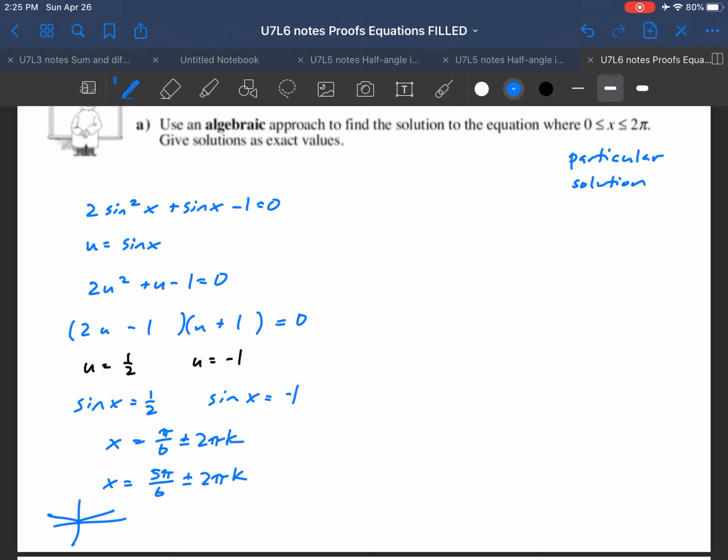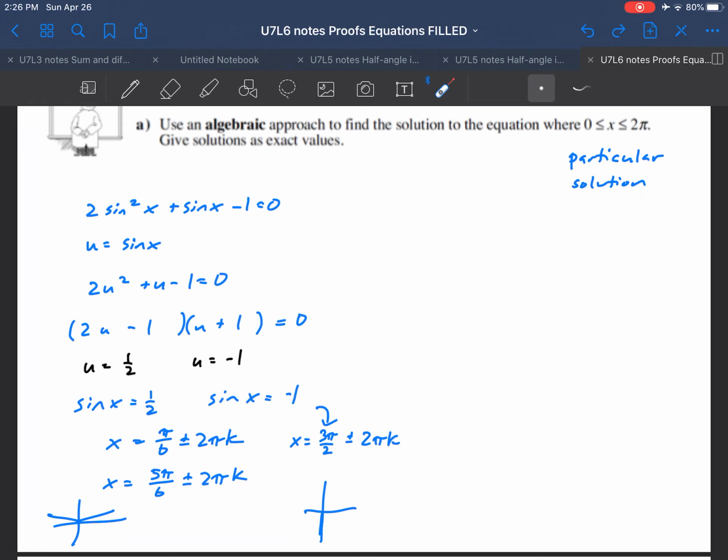The other part, sine x equals negative 1. So that only happens at one place, right? That's when we're straight down. So I'm going to write that as x equals 3 pi over 2 plus or minus 2 pi k. Now, some of you might say, oh, straight down is actually negative pi over 2, which is absolutely correct. So this could be negative pi over 2 plus or minus 2 pi k, right? Doesn't matter for the general solution, but we want a particular.